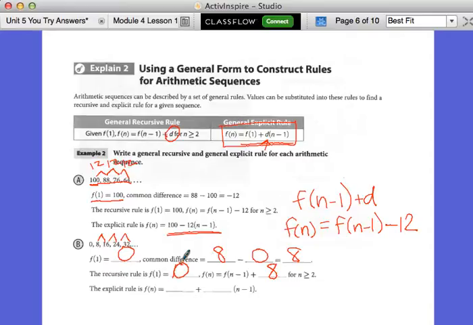All right, then the explicit rule. Right here I enter my f of 1, which is 0. And right here I enter my d, which is 8, and I'll multiply that by n minus 1 each time. So if you use both of these rules, you can create your recursive and your explicit rules. You just have to know your constant difference and your f of 1.